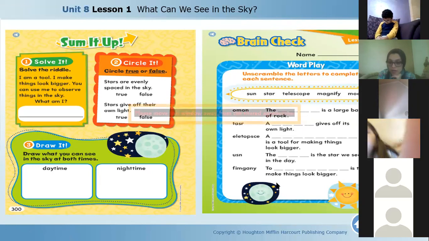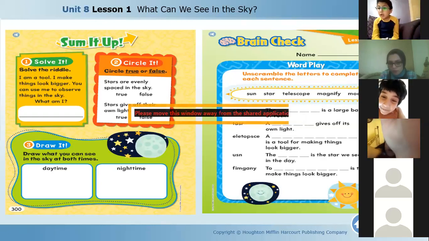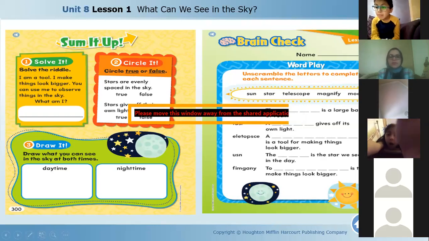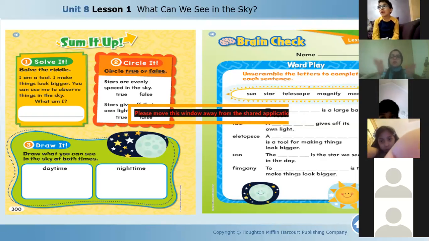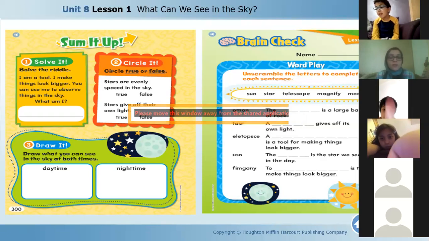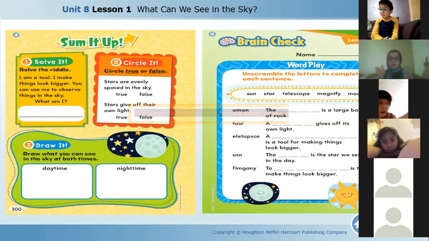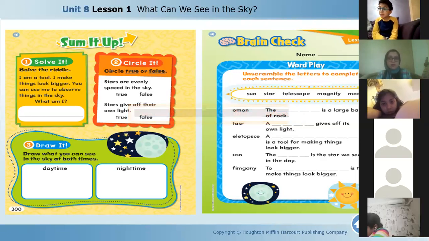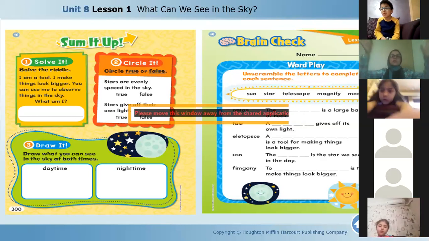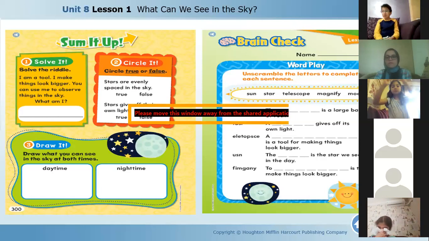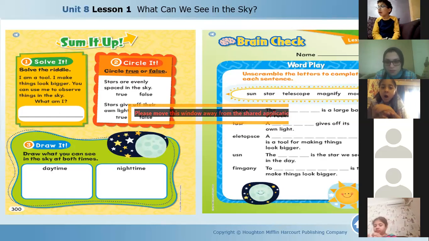The second one: stars are evenly spaced in the sky. True or false? There is an equal space between stars. Are they making lines? No. Or they're just scattered and spread in the sky? They are away from each other.